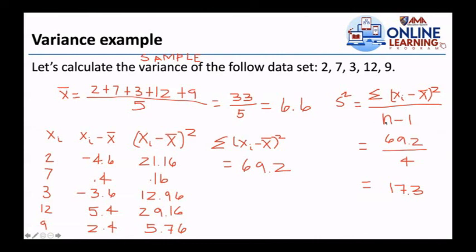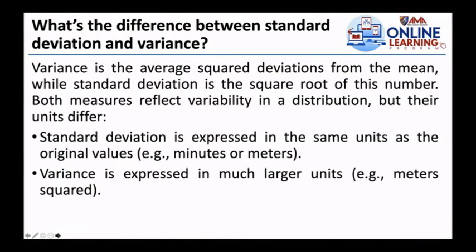And then n minus 1, since n is 5, 5 minus 1 is 4. Then divide, and you get the sample variance. So this is the sample variance of this data. Now, since sample variance is related to standard deviation, if you want the sample standard deviation, just get the square root, right? The square root of 17.3 is equal to s. Okay, class?